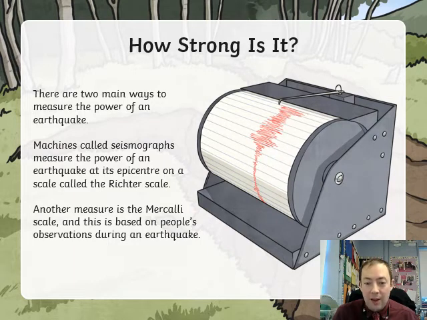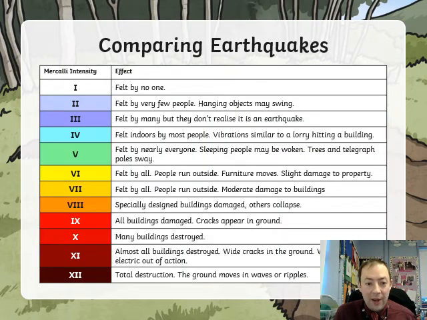We have this machine, and it's basically a little needle that goes over a piece of paper, and as the ground shakes, the needle shakes on the piece of paper. These machines are called seismographs. They measure the power of an earthquake at its epicenter, at the middle of it, on a scale called the Richter scale. Another measure is the Mercalli scale, and this is based on people's observations during an earthquake. You can see here that on the Mercalli scale, the severity of an earthquake is measured from 1 to 12. On the Richter scale, I believe it's 0 to 10, and it's not very often that it goes above a 9. So now you know all about earthquakes.